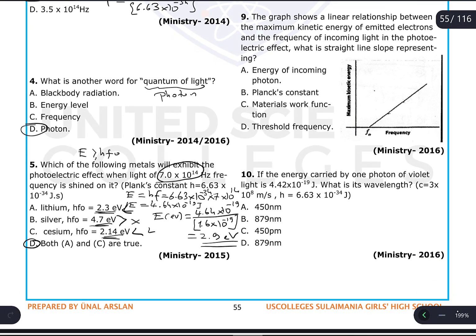Question number 9. The graph shows a linear relationship between the maximum kinetic energy of the emitted electrons and the frequency of the incoming light in the photoelectric effect. What does the straight line slope represent? Remember, we said that h is the change in maximum kinetic energy divided by the change in frequency. So when we divide the change in the maximum kinetic energy by the change in the frequency, we calculate Planck's constant. So the slope represents Planck's constant.